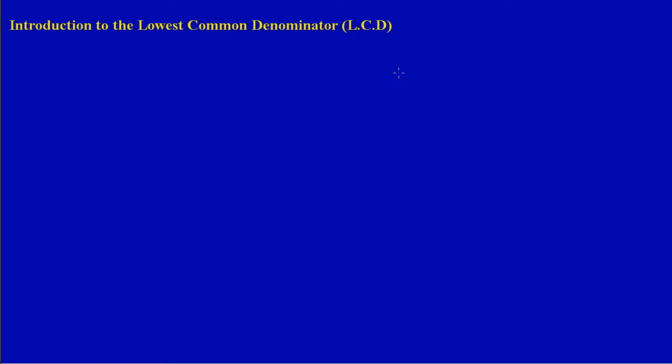Welcome to our lesson on the lowest common denominator, or as it is quite frequently referred to, the LCD. Now, the LCD is quite similar to the term LCM, which we have looked at in previous lessons. As we have stated, LCM is used to refer to whole numbers. LCD, the lowest common denominator, is referred to when we're dealing with fractions.